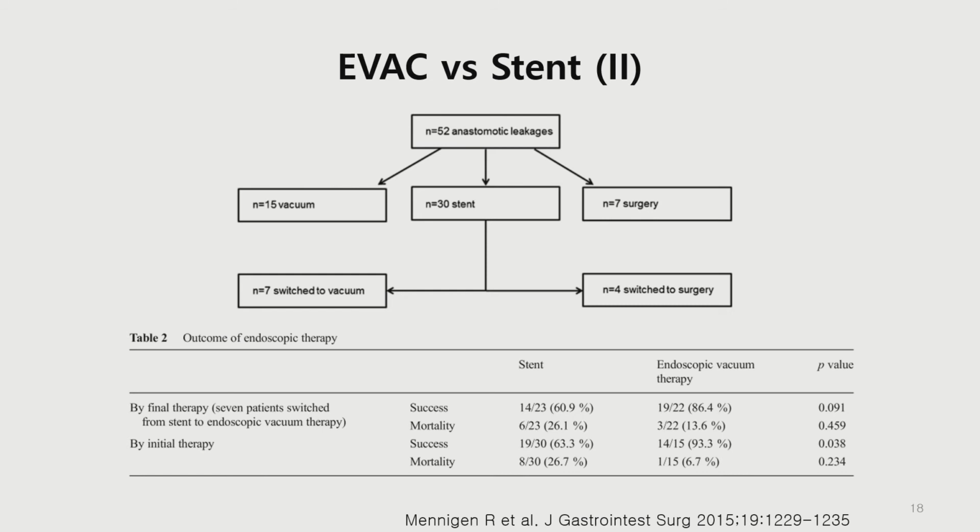When classified by final therapy, the success rate was higher in the endoscopy vacuum treatment group than in the stent group, with marginal statistical significance. Therefore, endoscopy vacuum treatment could be more effective than stenting for treating intrathoracic anastomotic leakage.